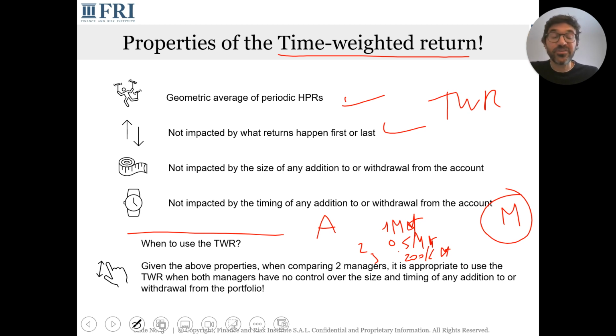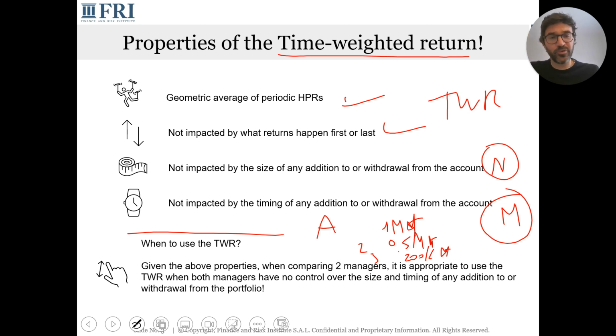The manager has absolutely no control over the size, the timing, or the reasons why the investor would deposit or withdraw. Whenever this is the case, the time-weighted rate of return is the fair return to calculate. Because if you are comparing the performance of two managers, M and N, you cannot use a measure that is affected by decisions outside the control of those managers.